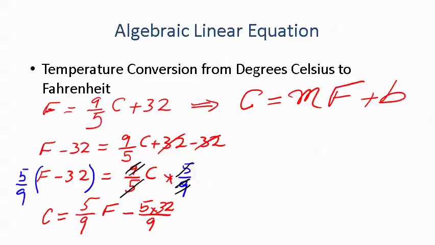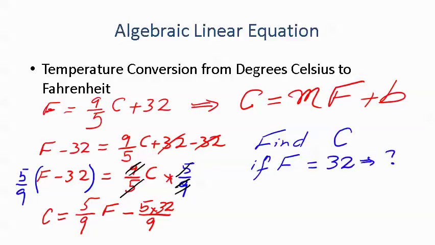So as an exercise, find the corresponding temperature in degrees Celsius if the degrees Fahrenheit is equal to 32, then if the degrees Fahrenheit is 68, and if the degrees Fahrenheit is 104. What are the corresponding degrees Celsius? Of course, once you perform the algebra, you should end up with the same values that we had in the previous slide.